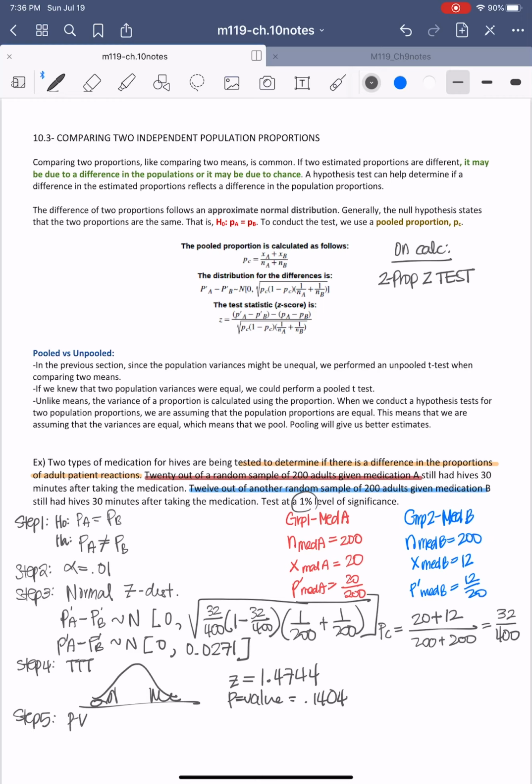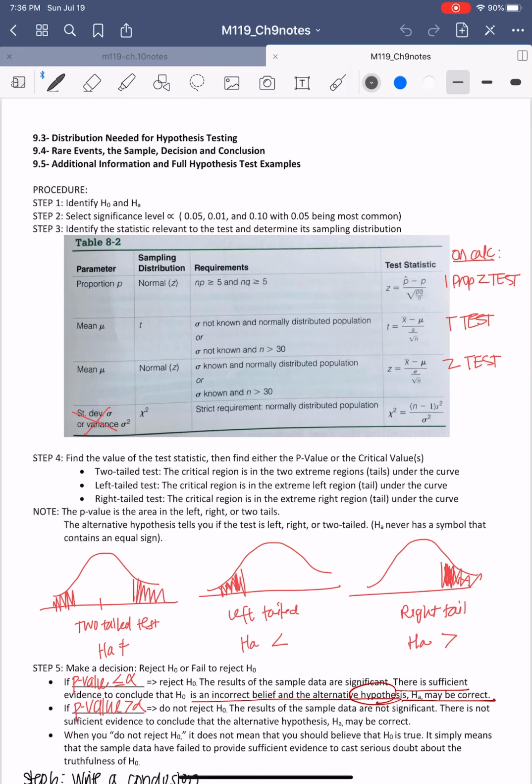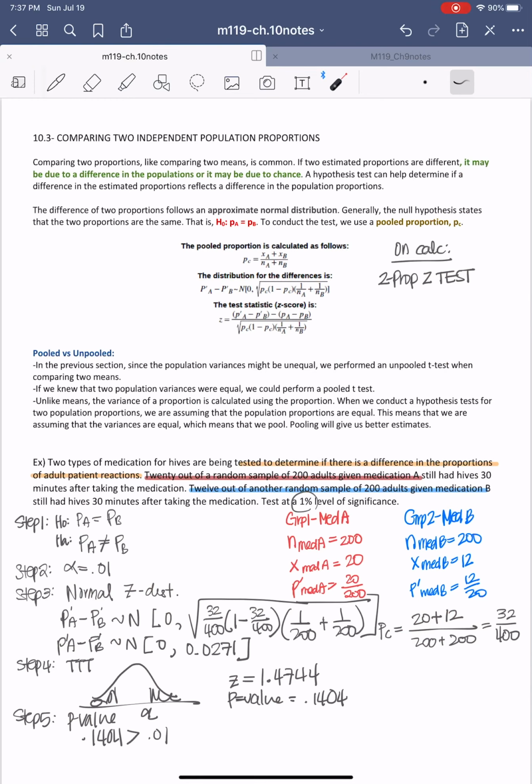Step 5, compare the p-value with alpha to make a decision. P-value 0.1404, alpha value 0.01. We have a p-value greater than alpha. P-value greater than alpha, we do not reject the null, so there is not sufficient evidence. Do not reject the null.